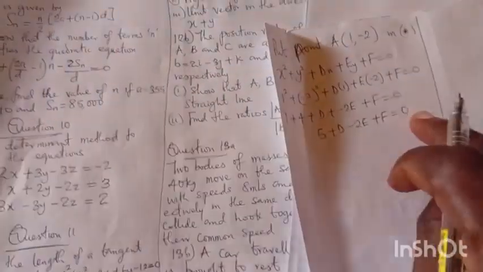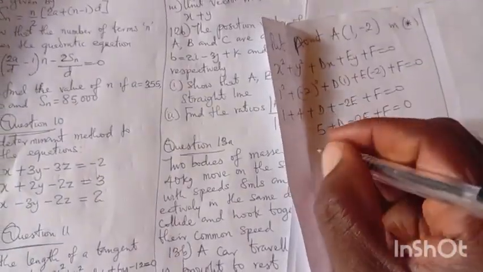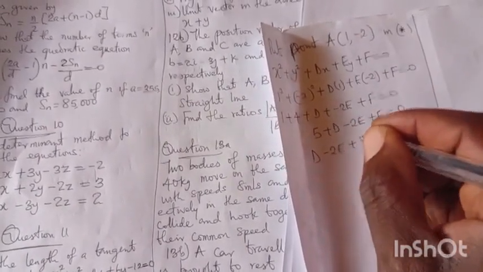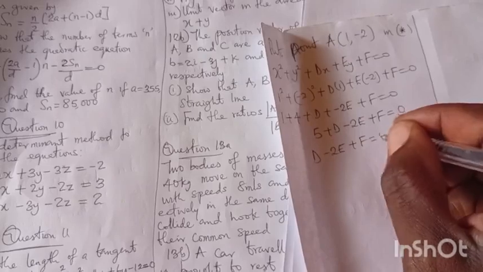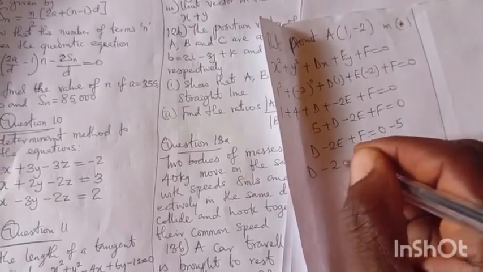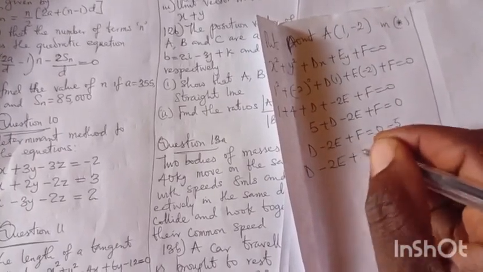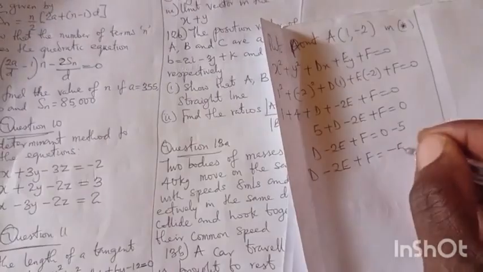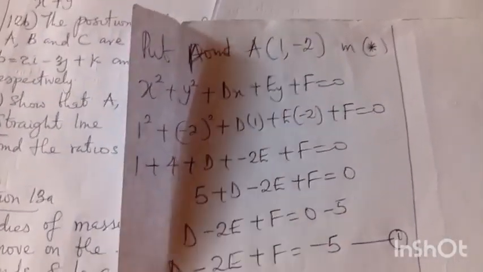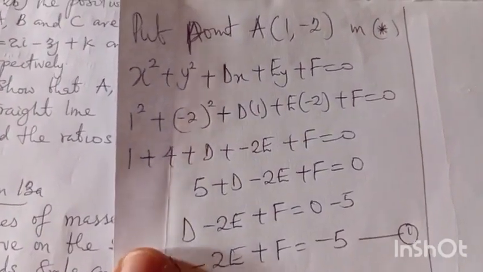This 5 and this 0, they are family. Let's arrange that. So d minus 2e plus f equals 0 minus 5. So finally here I have d minus 2e plus f equals to minus 5. Permit me to call this one equation 1. Let me show you so you'll be able to do point B and point C by yourself. You can see what I did.